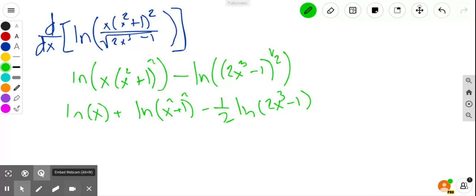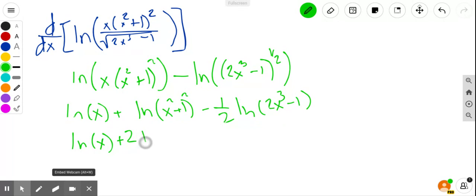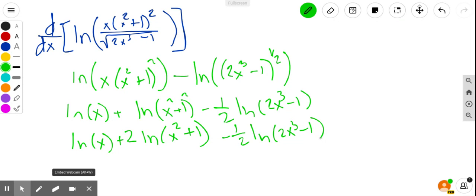And last, final touch, I can think about this as natural log of x plus 2 natural log of x squared plus 1 minus 1/2 natural log of 2x cubed minus 1. If I do it this way, I don't see a need for a product or a quotient rule because there's not really any multiplying or dividing of terms. I can just see a little bit of chain rule and a little bit of power rule.